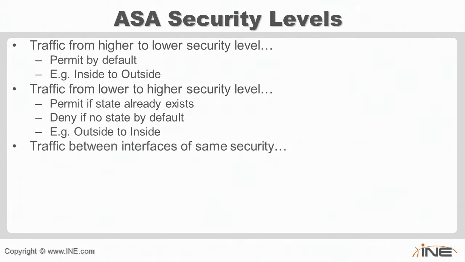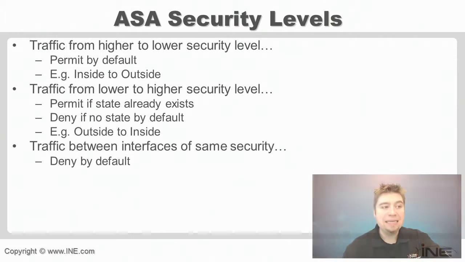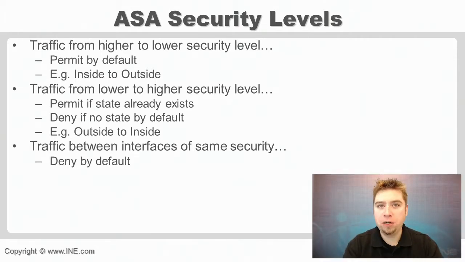Now, traffic between interfaces that have the same security level is going to be denied by default. So this is a different behavior from the zone-based policy firewall in IOS, where when we have two interfaces that are in the same zone, we are going to permit that traffic automatically. In the case of the ASA, we are not going to allow this. So if we have two different outside interfaces, outside 1 and outside 2, that both have security level 0, the ASA is not going to route the traffic between those interfaces.